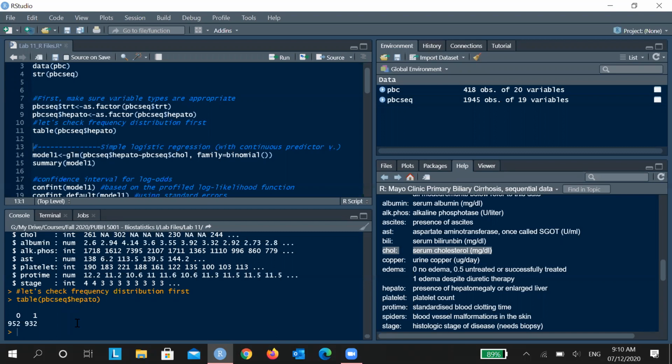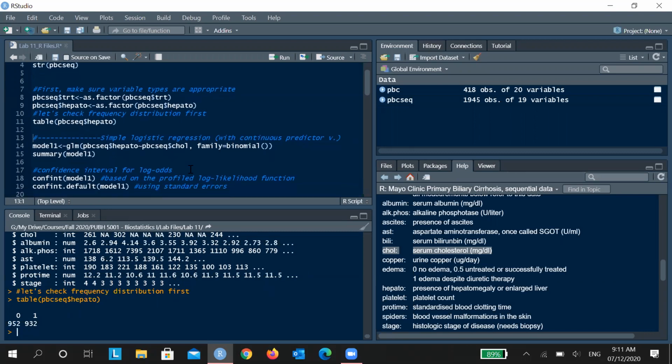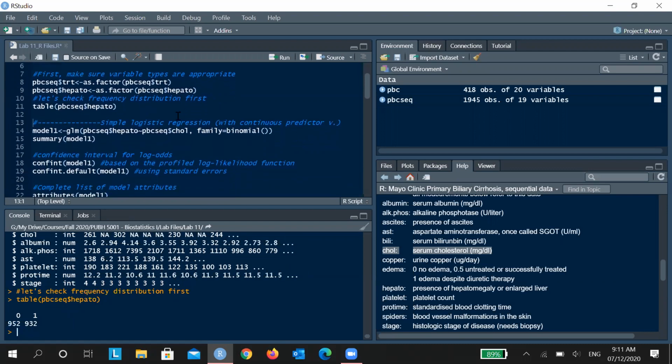If you have something like this, that's a beautiful distribution to run the logistic regression. But if you have 1% of observations in one level and 99% in the other level, that will definitely result in unstable regression models. So that's something to keep in mind. Okay, so we check the distribution, looks okay.